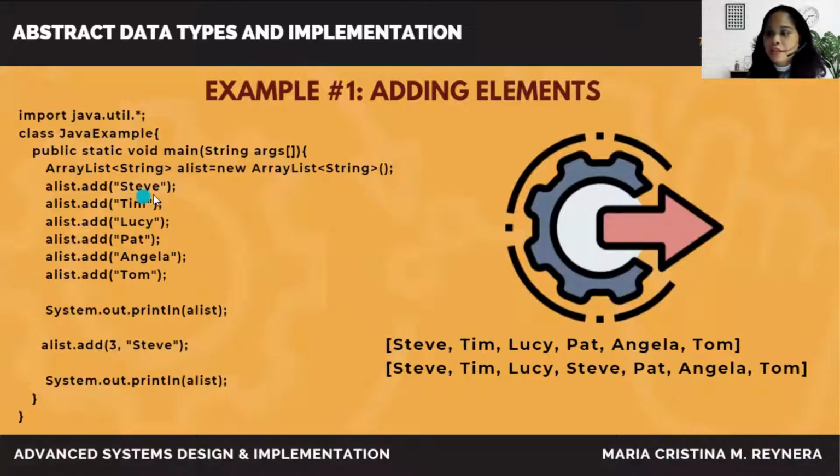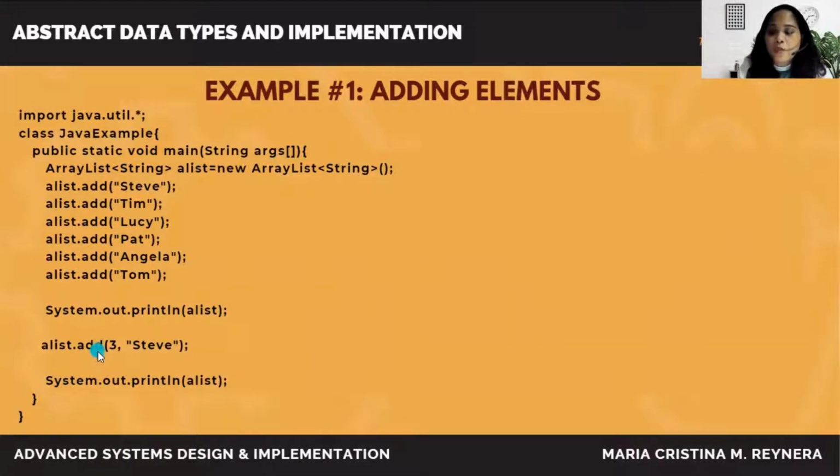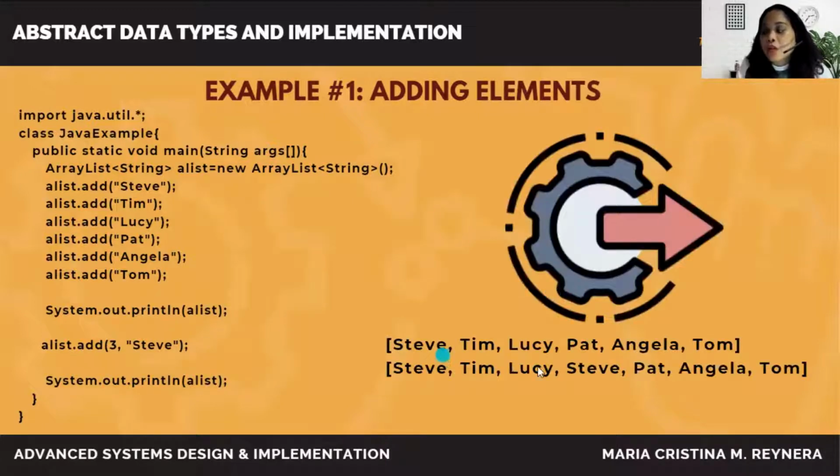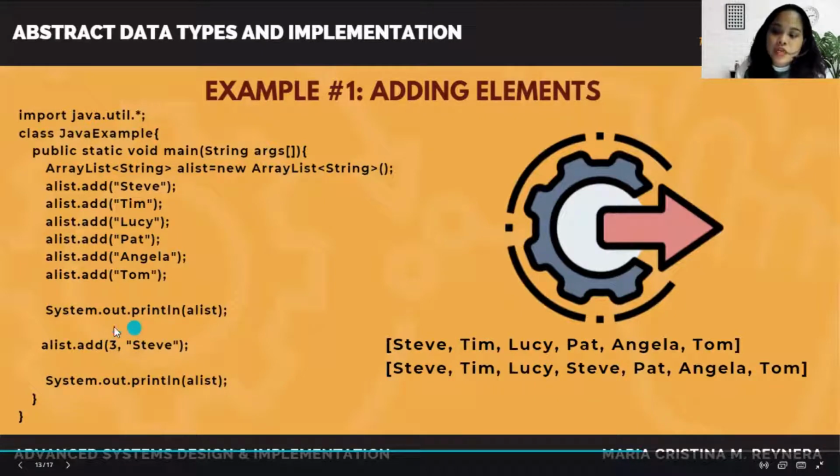In the body of the program, the system will display the outputs: Steve, Tim, Lucy, Pat, Angela, and Tom. You're going to notice that System.out is what we use to display the components. The system will insert the name Steve in between Lucy and Pat if we use this one. Why? Let's take a look at index 3. Since index always starts with 0, index 3 represents the fourth position and not number 3. So the output will come out like Steve, Tim, Lucy, then Steve. Steve is 0, Tim is 1, Lucy is 2, Steve is 3. That's why you apply the number 3 here.